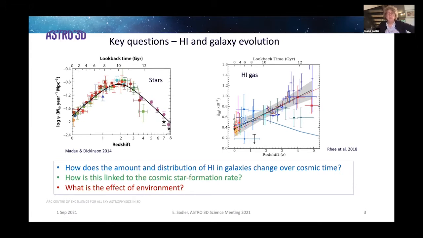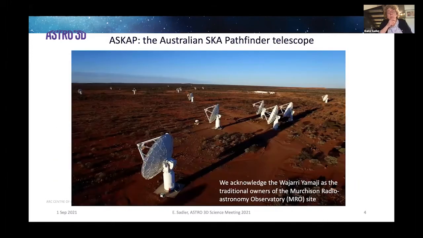So the sorts of key questions we're interested in here: how does the amount and distribution of H1 in galaxies change with redshift? How does this link to the cosmic star formation rate? And what effect does the environment have? What forces act to either have infall of neutral gas into galaxies or to remove gas?